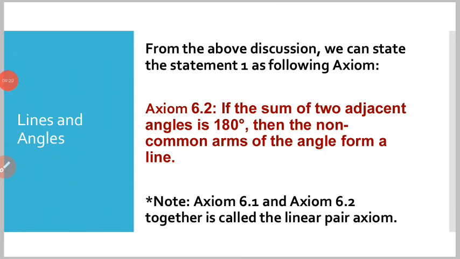So from the discussion above, we can state statement 1 as the following axiom. Axiom 6.2: if the sum of two adjacent angles is 180 degrees, then the non-common arms of the angles form a line. Note that axiom 1 and axiom 2 together are called the linear pair axiom.